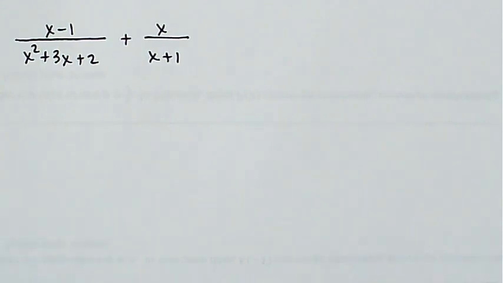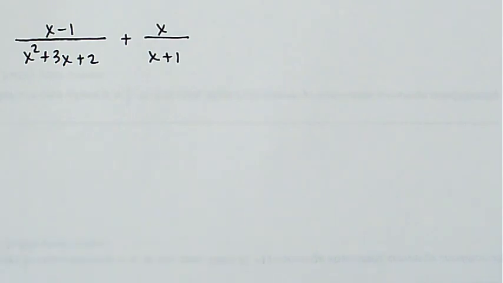And the last example I've got for you of something we need to simplify is going to be kind of like the fully actualized version. I've got x's all over the place on top and bottom of both fractions. So I've got x minus 1 over x squared plus 3x plus 2 plus x over x plus 1.